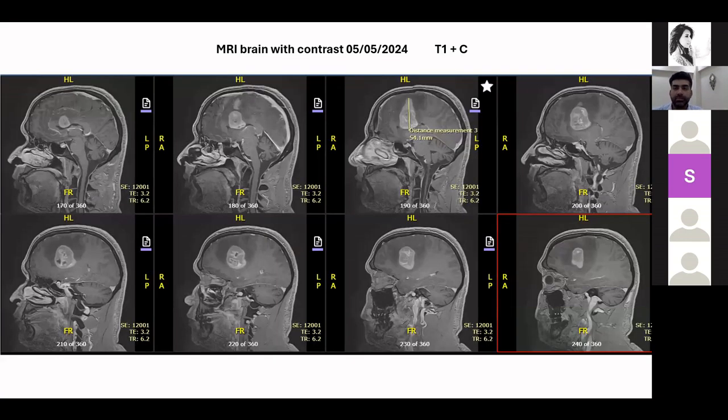On the sagittal images, we can again appreciate that if you look at the first and second image in the first row, you can see that this is crossing the corpus callosum. The crossing of the lesion through the midline is best seen on sagittal images, and rest of the findings are the same.